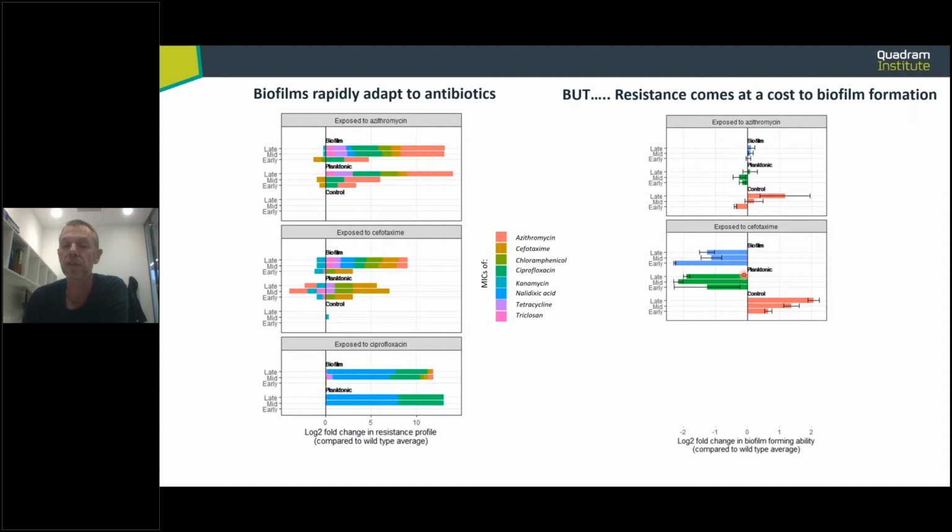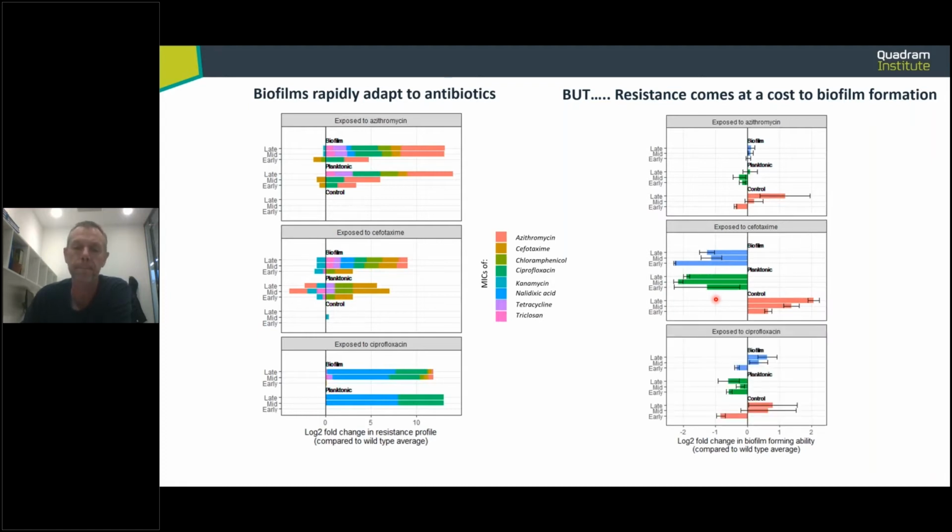And this has happened, the planktonic cultures, of course, were not in a biofilm context, so they've got no selection to maintain biofilm. But we know the biofilm cultures were under quite strong selection to try and make more biofilm, and they've actually had to deal with the drug, but it's left them much worse at forming biofilms. So there's a kind of collateral sensitivity here.